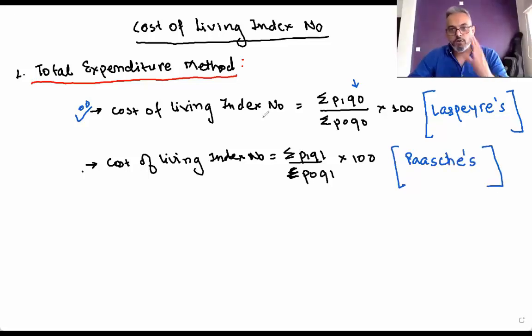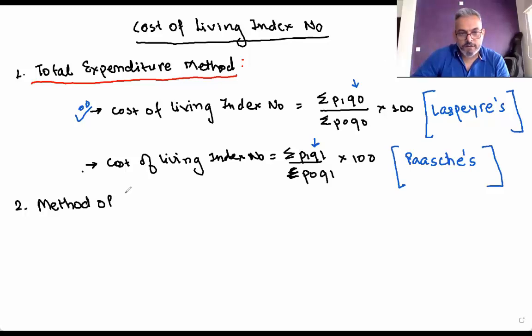So, if Q0 is given, we go for the first one. And if Q1 is given, we go for the second one. Generally, the first one would be there. Now, this is the first method known as total expenditure method. Please write this. Now, the second method. The second method is known as method of family budget.